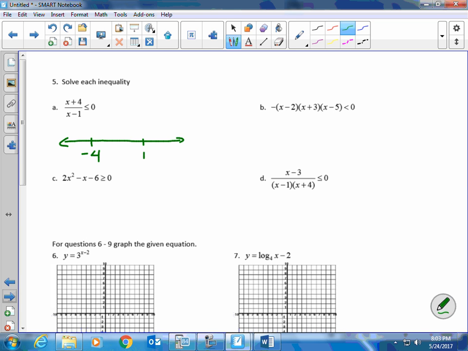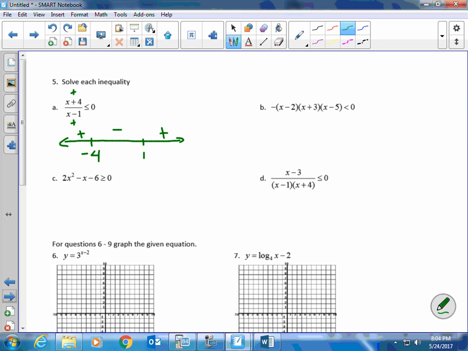A positive 1. Now, if I plug in something bigger than 1, like 3, 3 plus 4 is 7, so the top's positive. 3 minus 1 is positive, and so I get a positive out here. Hopefully, now that you've done this a bunch, you know it switches signs as it goes from one to the next. And there is a time when it doesn't, but we haven't addressed that in this class, and we're not going to do it. So I'll leave it that it does switch signs.